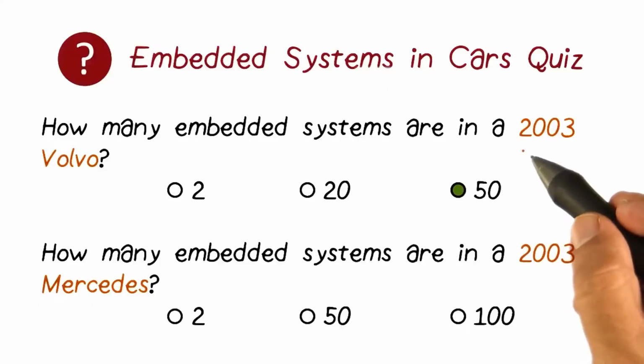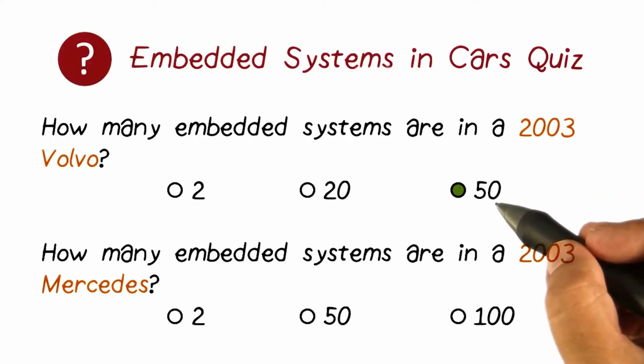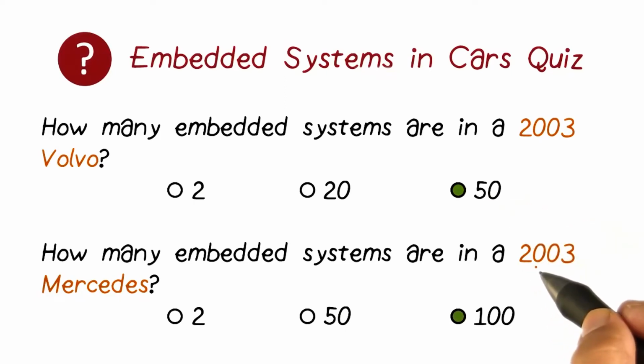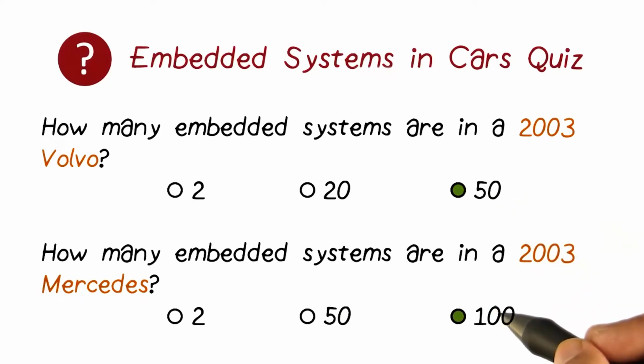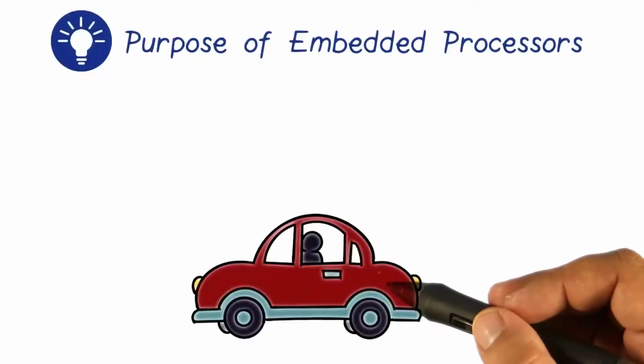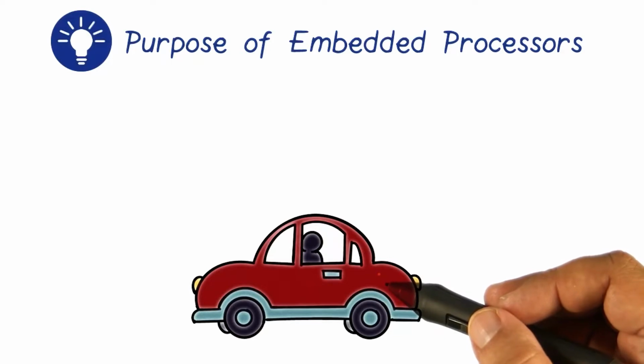Okay, for a 2003 Volvo, the answer is 50 embedded processors. And the right answer for a 2003 Mercedes is 100 processors, in fact. Take a look at the link in the instructor notes that talks about the number of embedded processors in different types of cars. So the key question is, what is the purpose of so many embedded processors? What do they do? Why should they be different?